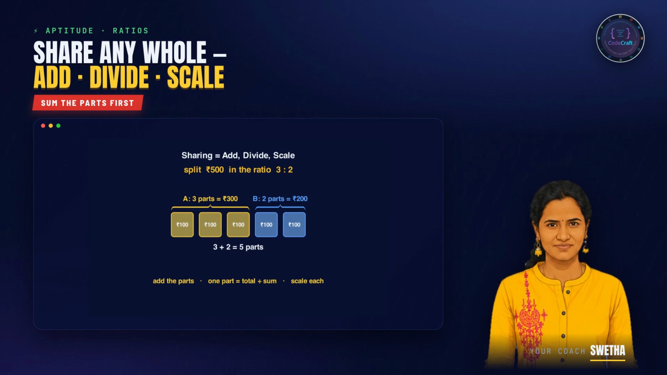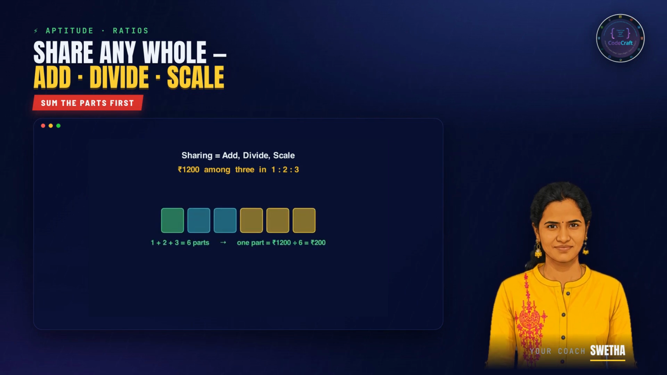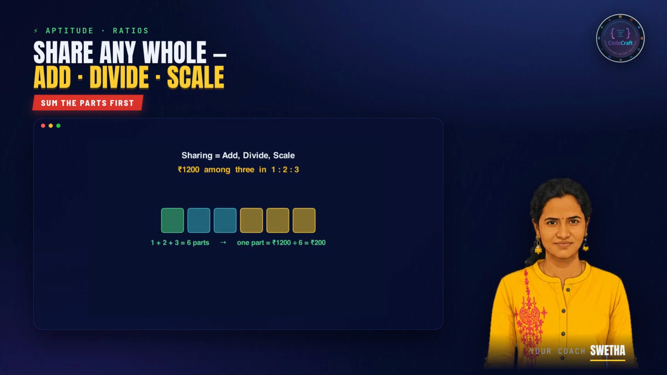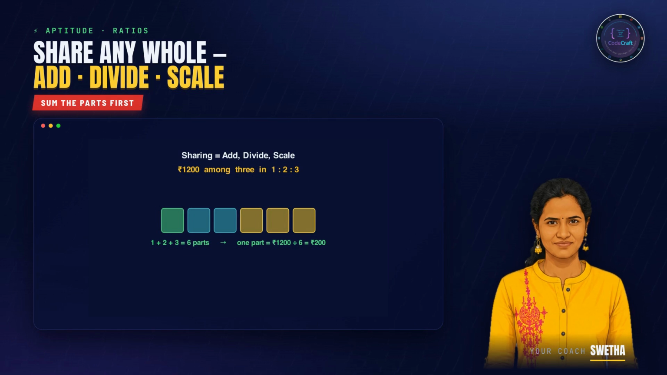Divide 1,200 rupees among 3 friends in the ratio 1 to 2 to 3. Add the parts. 1 plus 2 plus 3 is 6. 1 part is 1,200 over 6. That is 200. So the shares are 200, 400, and 600. Check. 200 plus 400 plus 600 is 1,200. Perfect. Same 3 moves. Any number of people. Add, divide, scale. You just split money in your head.